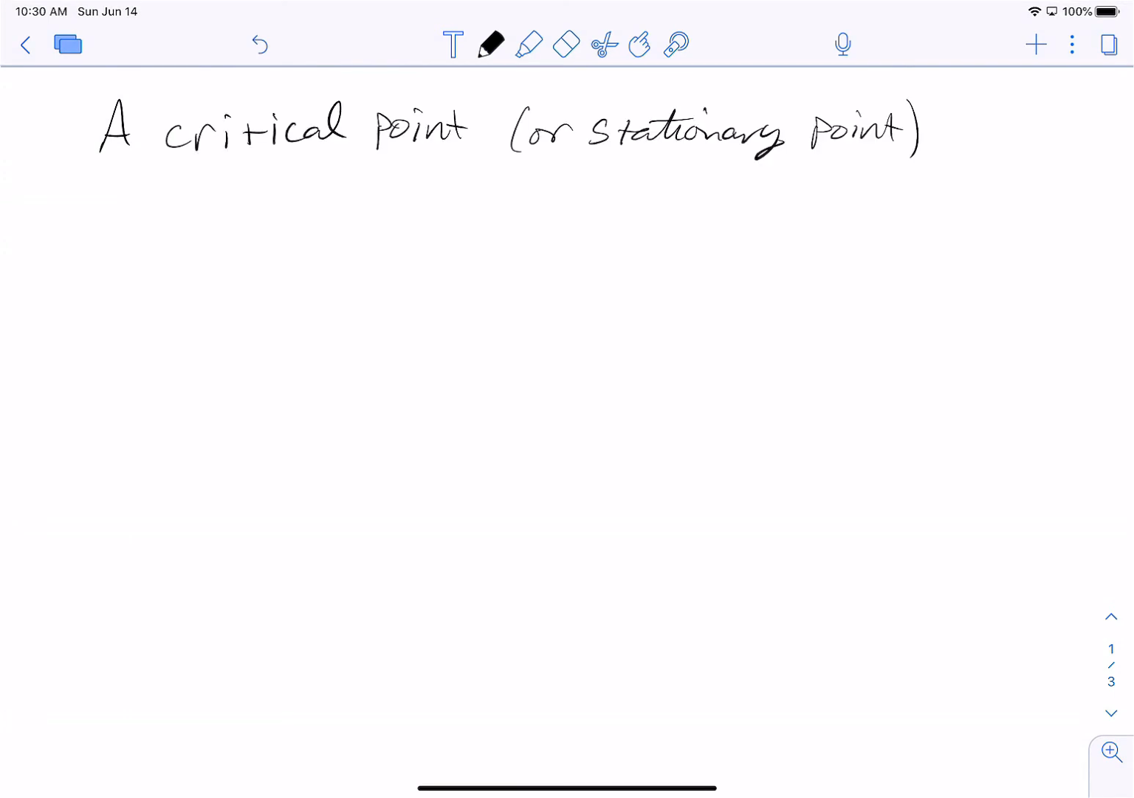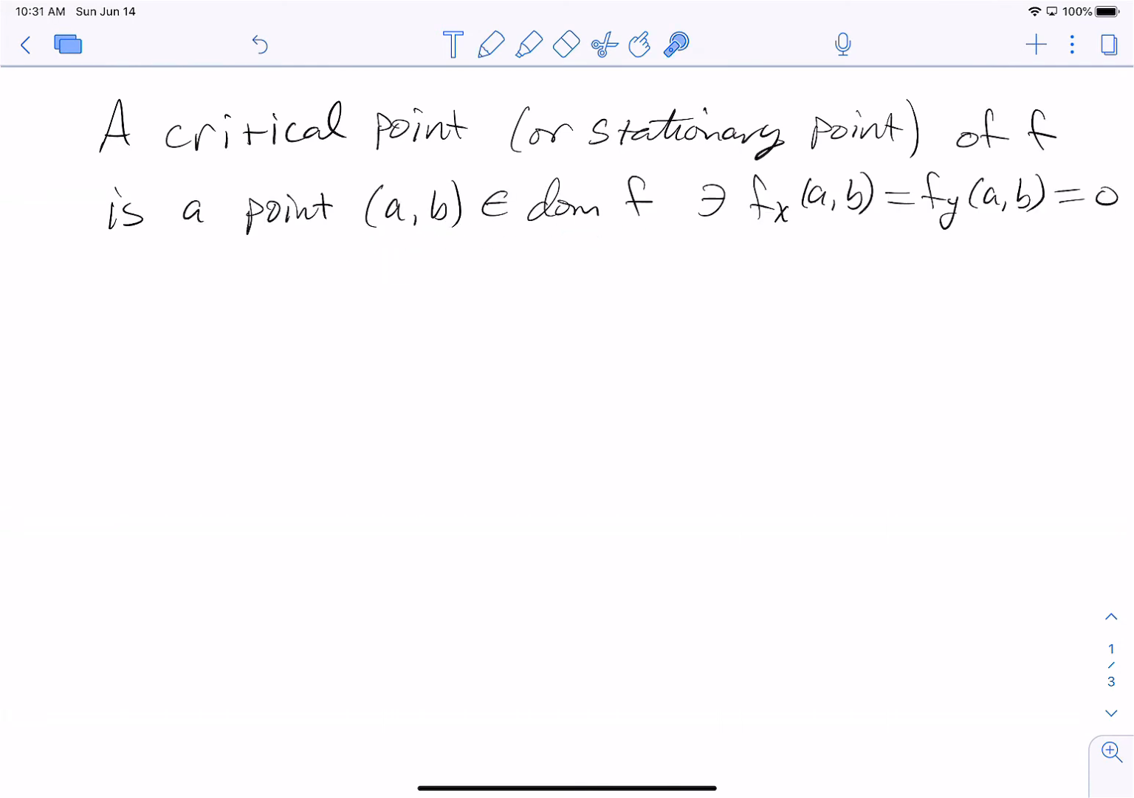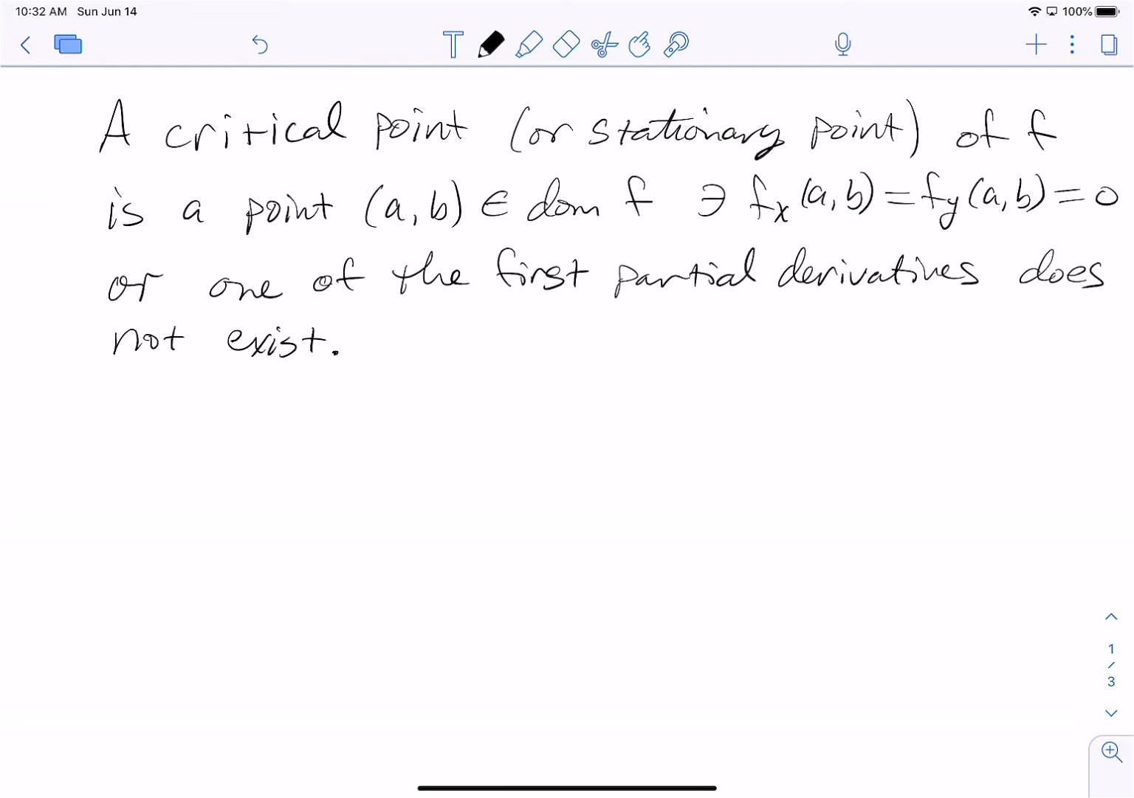Just as in first semester calculus, there's the idea of a critical number. In multivariable calculus, we have the idea of a critical point. It's also called a stationary point, and a critical point of f is a point (a, b) in the domain of f such that both first partial derivatives, with respect to x and with respect to y, at (a, b) are equal to 0, or one of the first partial derivatives does not exist. And you'll note that this is basically the three-dimensional analog of the critical number in R2.